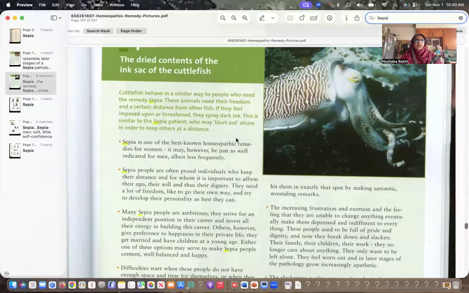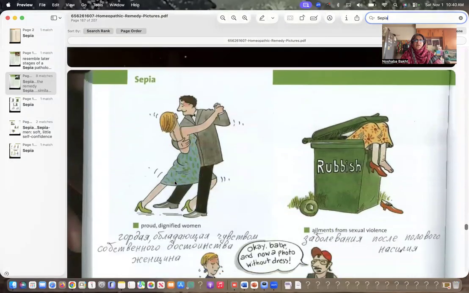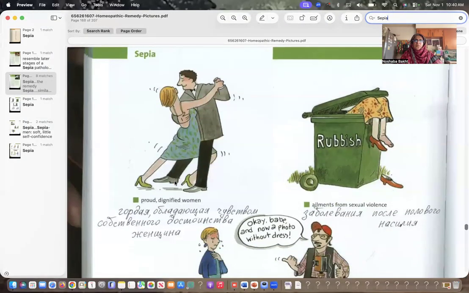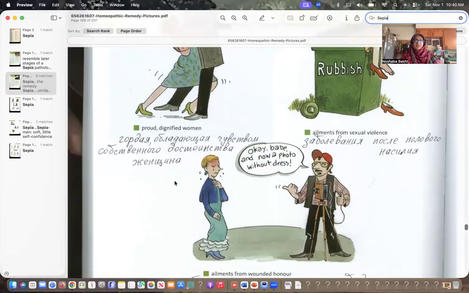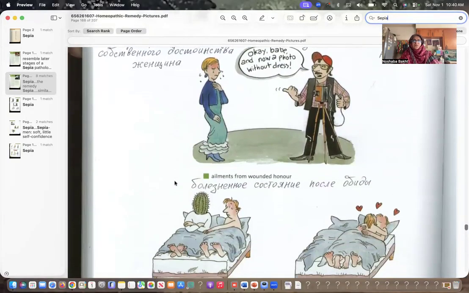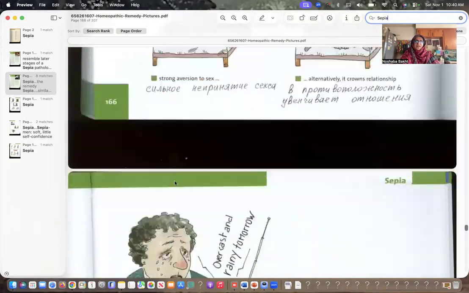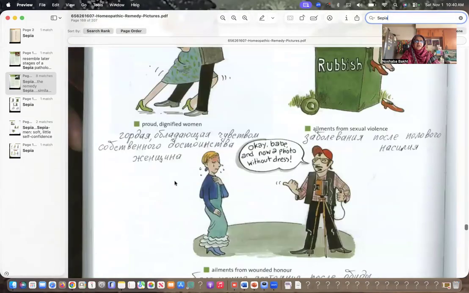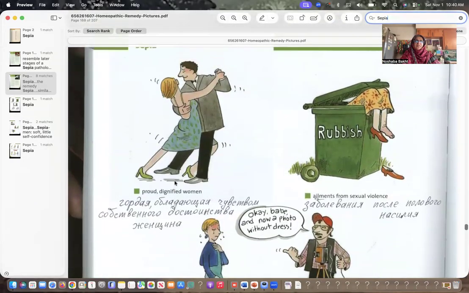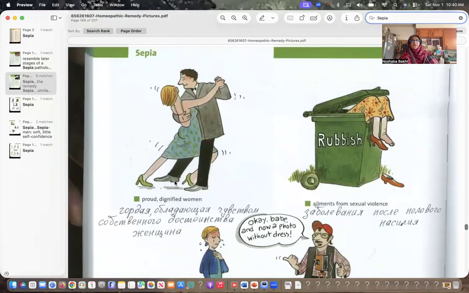Sepia is a cuttlefish. If you see sepia, it has many, many tentacles. This is like a woman who works so much. She does anything and everything for the family. But how is she treated? This woman is a very dignified and proud woman.